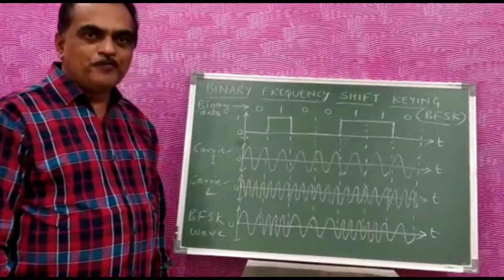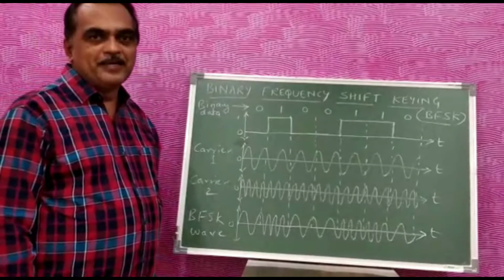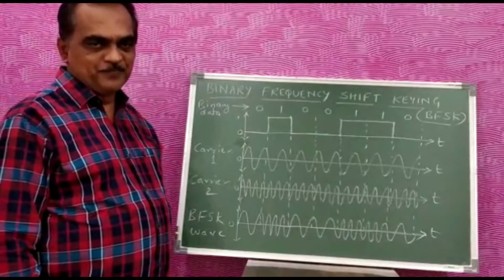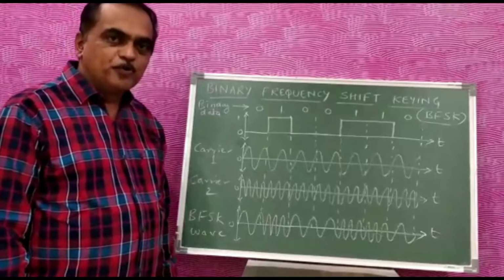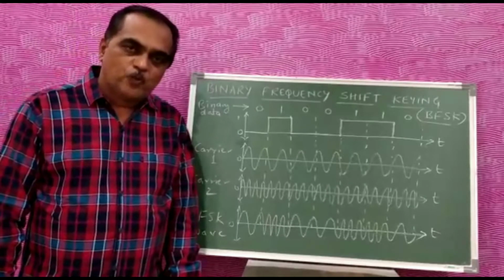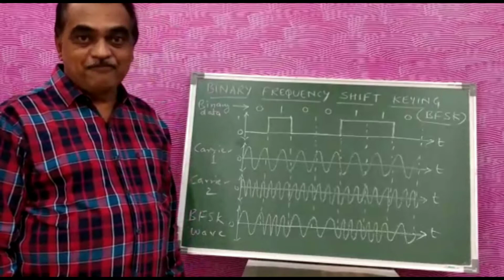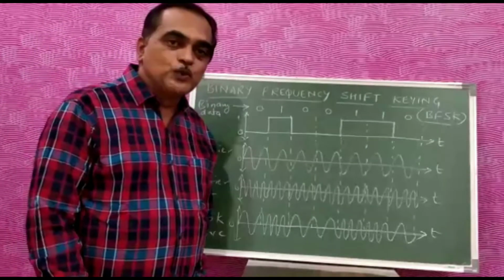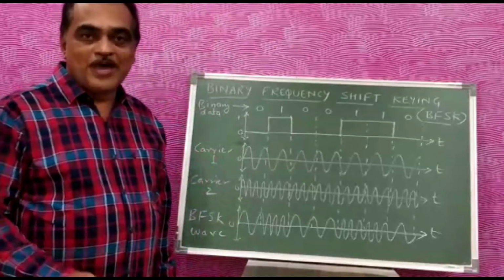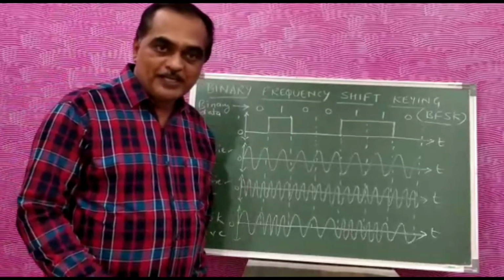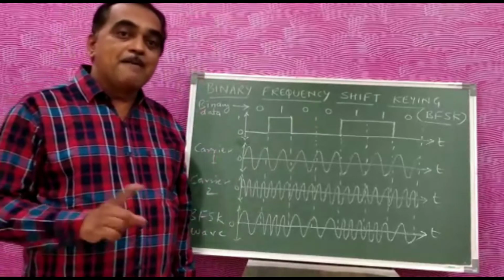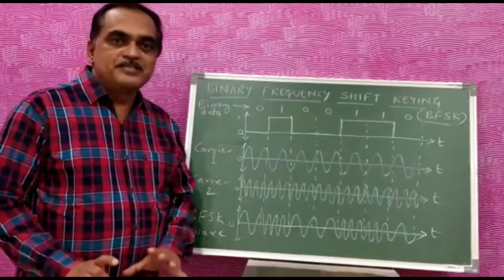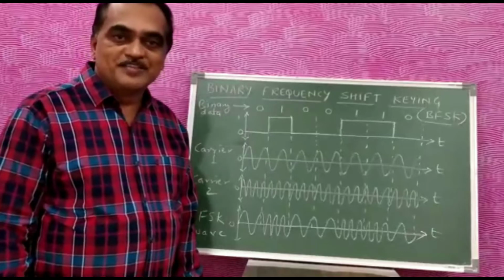Students, today we'll see what we mean by binary frequency shift keying, or frequency shift keying. It is a process where the frequency of a carrier, a high frequency wave, is varied according to the instantaneous value of the modulating voltage by keeping the amplitude and phase of the carrier constant. This is the basic definition of frequency shift keying.